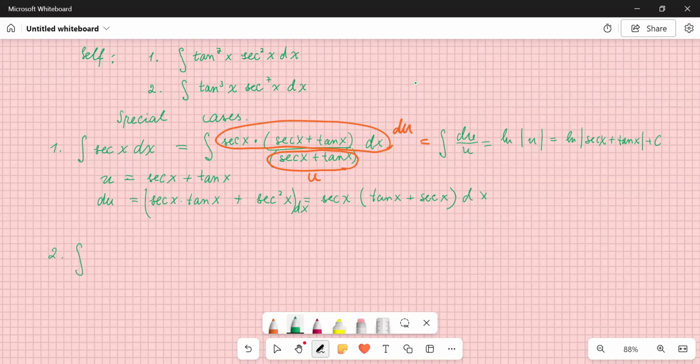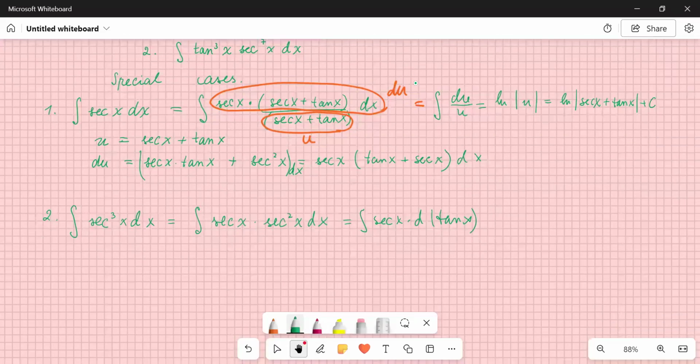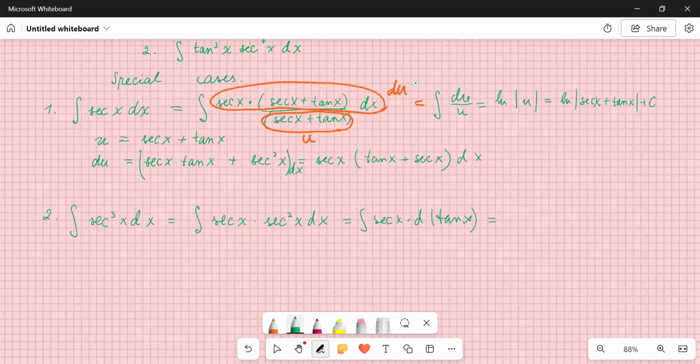let's consider the next integral, secant cubed, which is also going to give us an odd power of secant and no tangent. Okay, how are we going to deal with secant cubed? We're going to play a little bit. I'm going to represent secant cubed as secant of x times secant squared of x dx, which gives us secant of x multiplied by d tangent of x. The derivative of tangent is secant squared. I'm going to use integration by parts. So this is my function f, and this is my function g.